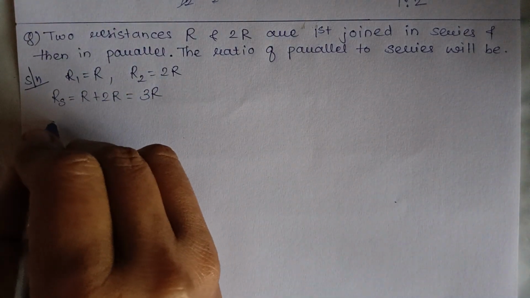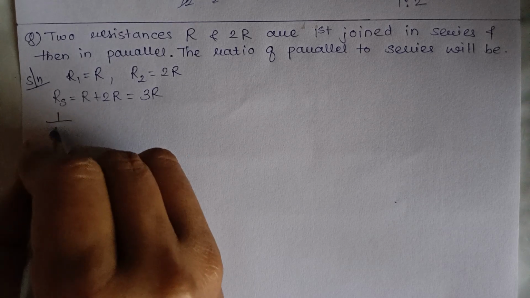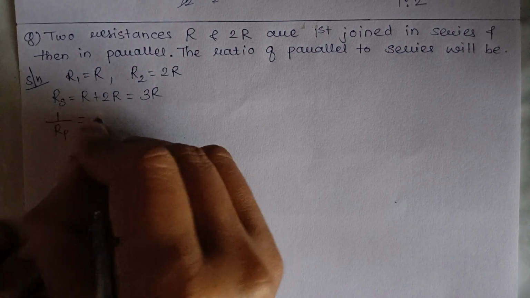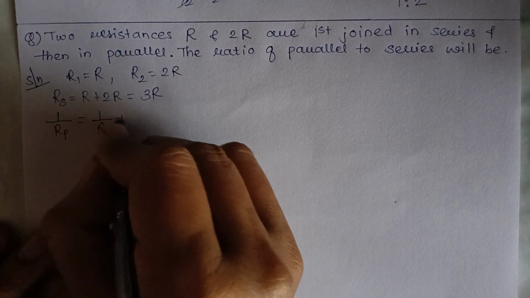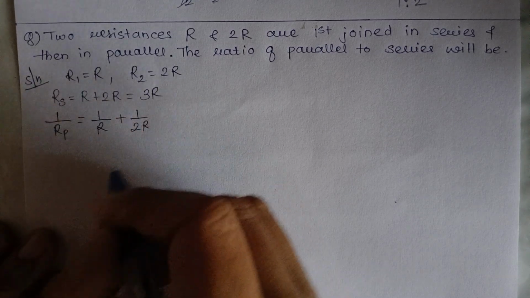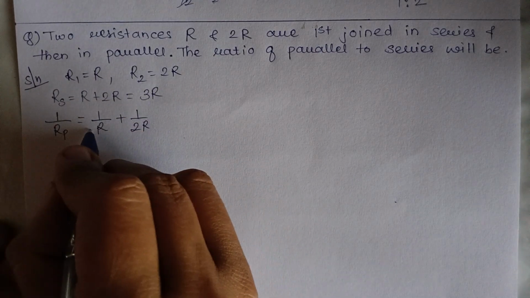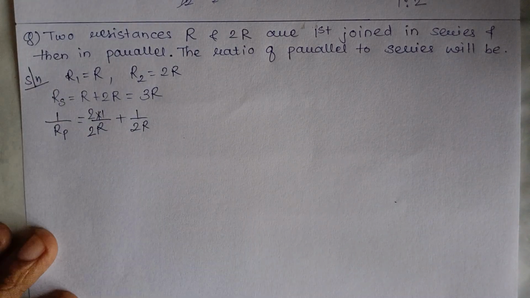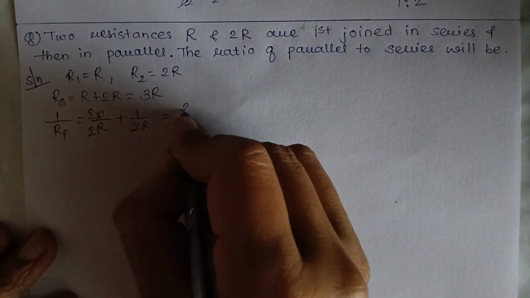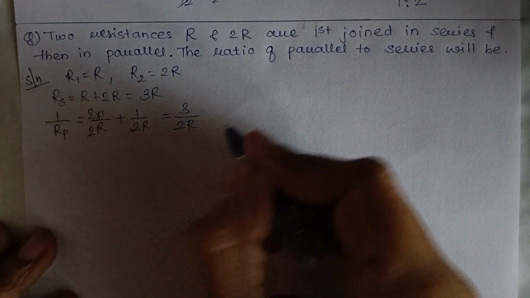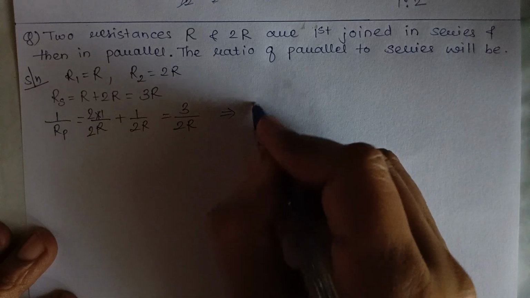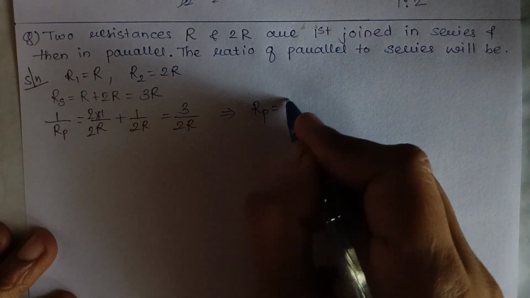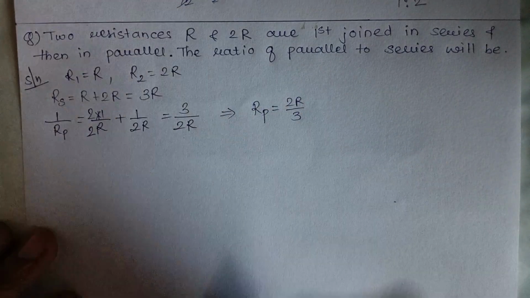Correct? What about parallel? Parallel we find by using the reciprocal: 1 upon R plus 1 upon 2R. Here you can cross multiply, or you can multiply 2 to both numerator and denominator. So this becomes 3 upon 2R. So our total resistance in parallel is 2R upon 3.